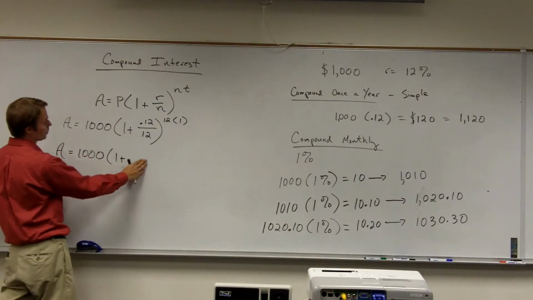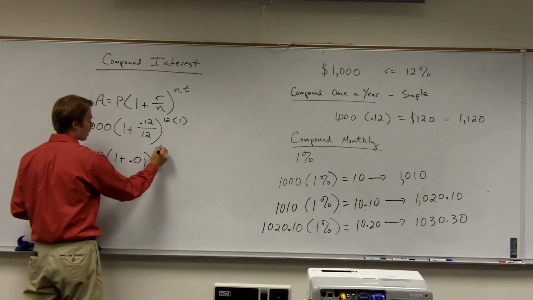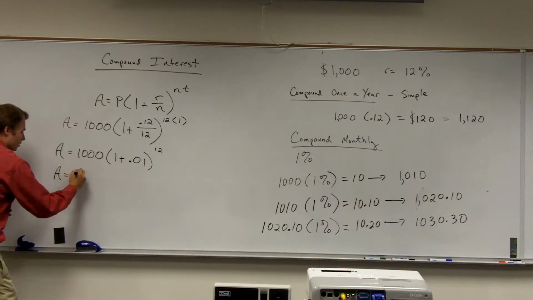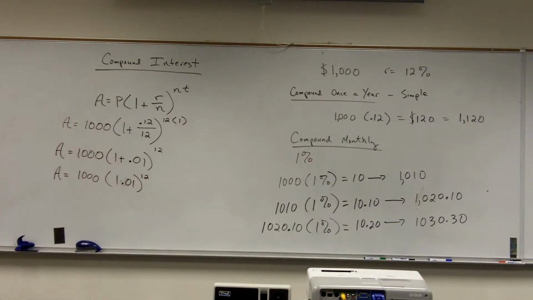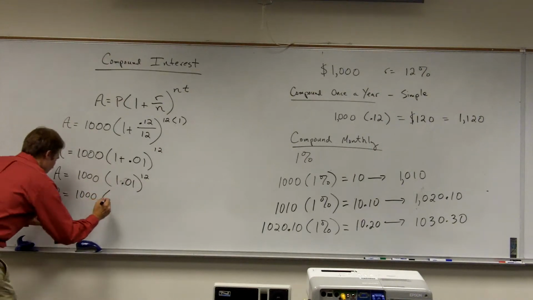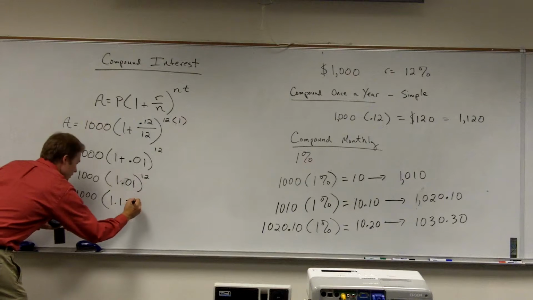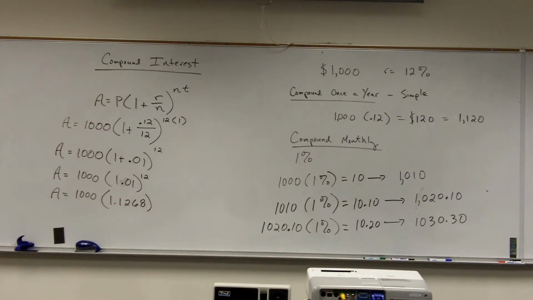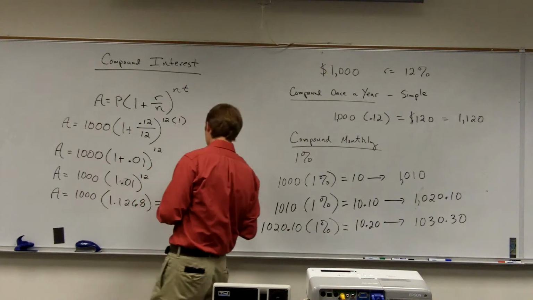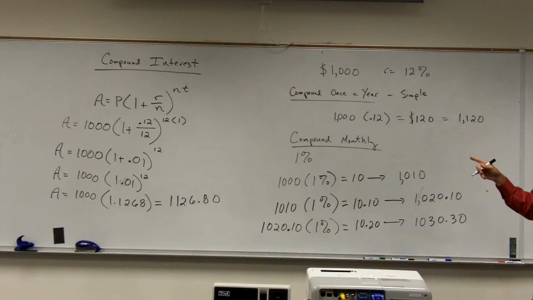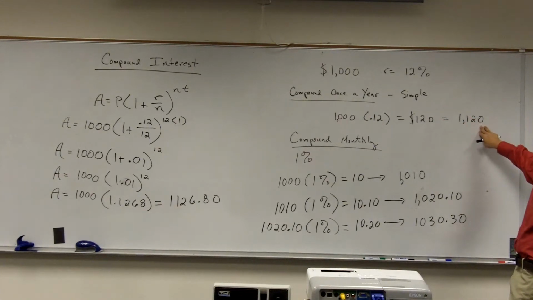That'd be a good one for the blooper reel. So this is 0.01, right? Raised to the 12th. So now my value is going to be $1,000 times 1.01 to the 12th power. So 1.01 raised to the 12th power is approximately 1.1268. And if I take 1,000 times 1.1268, I'll end up getting $1,126.80. So if I compound monthly instead of compounding yearly, I'll actually end up making $6.80 more than I did, right?